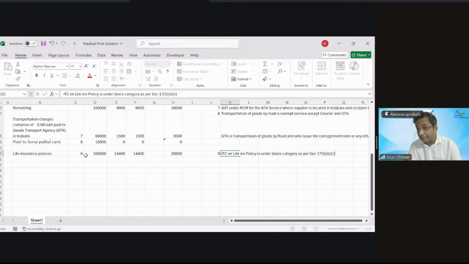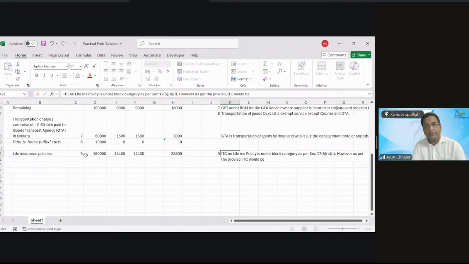Again I'm stating, it is not important whether you write the clause or the subclause, because in the examination there will be no additional marks if you mention the section number. So better, if you are very sure then you can mention it, otherwise you can simply explain the main crux: blocked under 17.5.